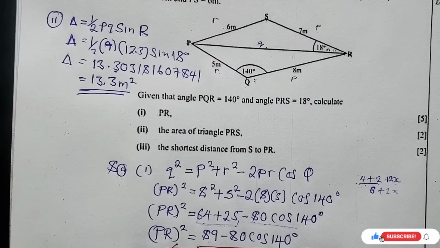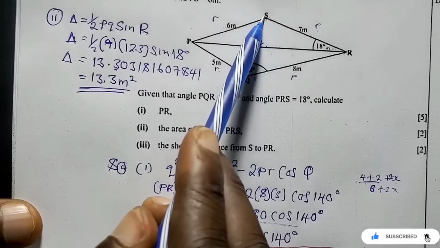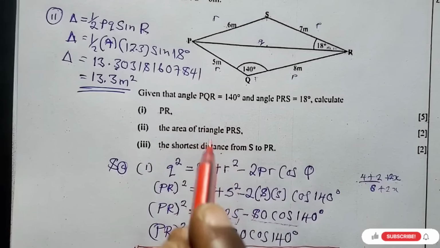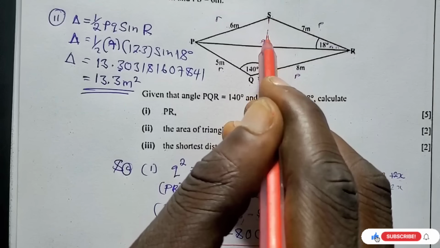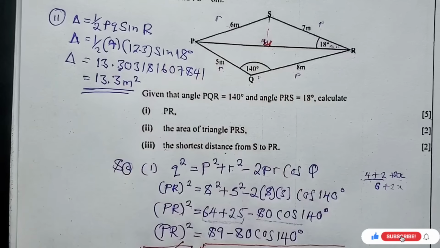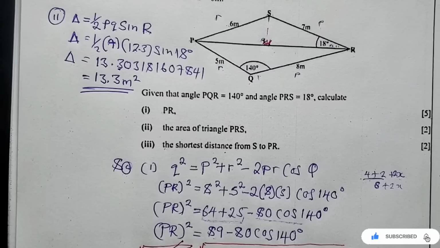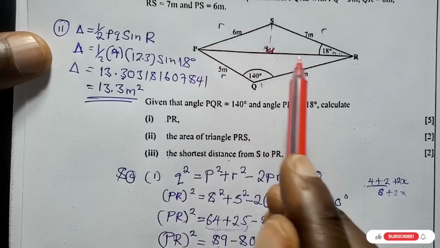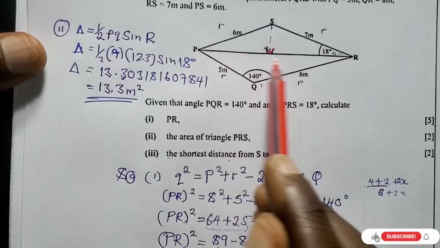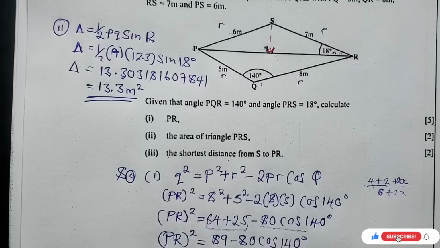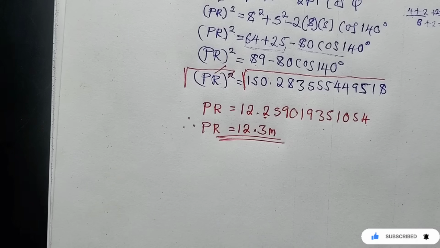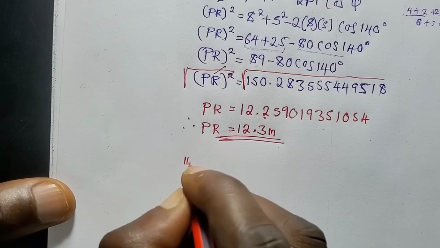Having found the area, it is now easy to find the shortest distance from S to PR. Let me use a different color here. From S to this. So, what are we going to do? We are going to use the area of this triangle. The base is this. PR is the base. So, let me do this. Shortest distance. So this is question 3.